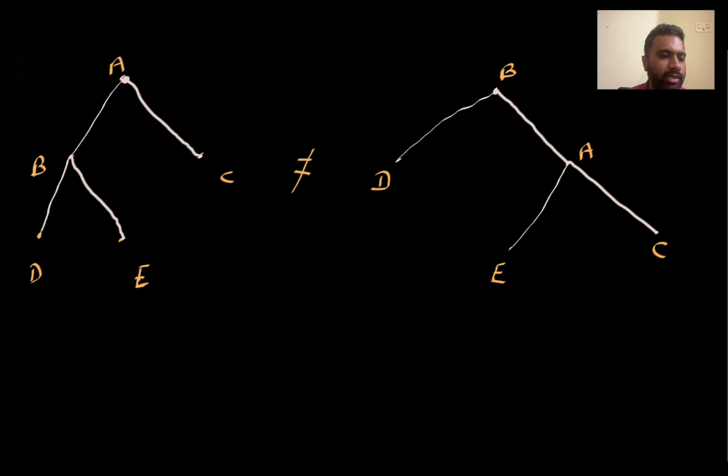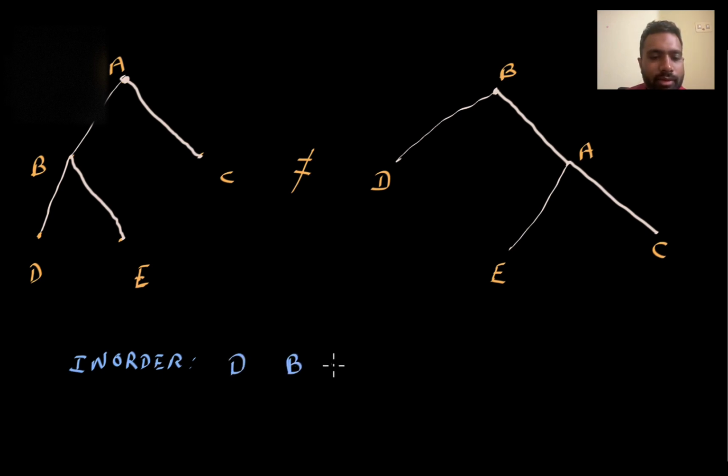So if you find the Inorder traversal of this tree, of the left tree, first will be D, B, E, that is the left subtree. So D, B, E. Then it will be root A, and then it will be C. So this is the Inorder traversal of the left tree.